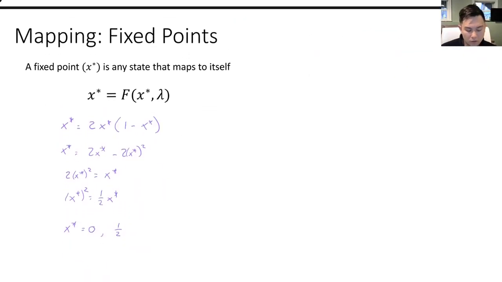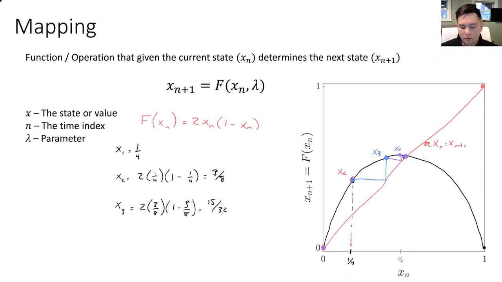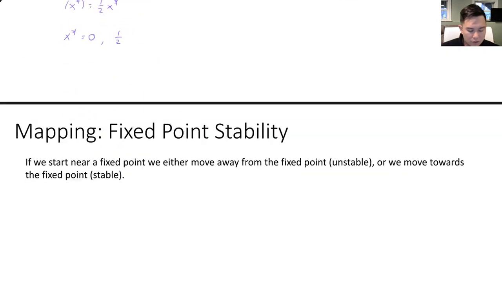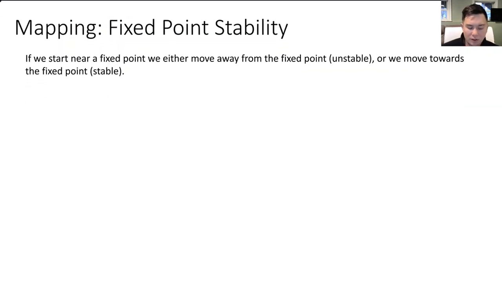Okay. Well, if we notice, we seem to be moving towards one fixed point and away from the other, although this is sort of a general observation at this point. How can we formalize that idea, because it lends itself to an idea of stability? So, fixed point stability. If we start near a fixed point, we have a couple options. We either move away from the fixed point, in which case it would be unstable, or we move towards the fixed point, in which case it would be stable.